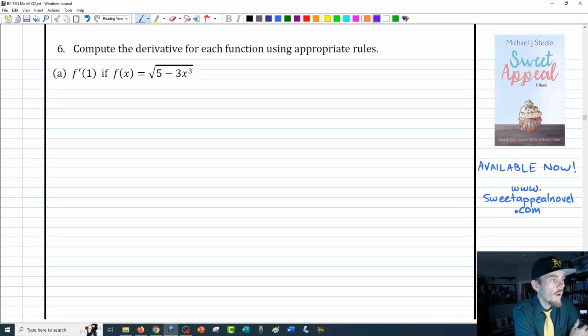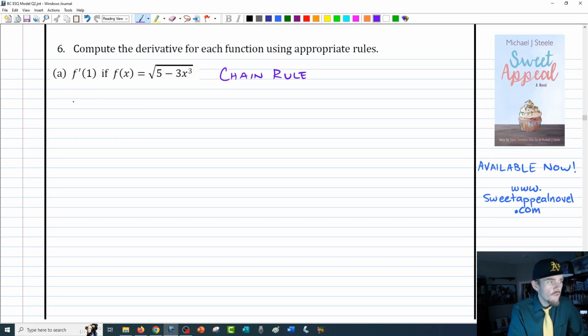For instance, if we look at problem A, which asks us to compute f prime of 1 if f of x is that square root curve, what we should notice is that the inside of the square root is a function itself. And in particular, it's a function whose derivative is not 1, which tells us that we're going to need to use the rule for composition of functions, and that is known as the chain rule. So we're going to differentiate using the chain rule.